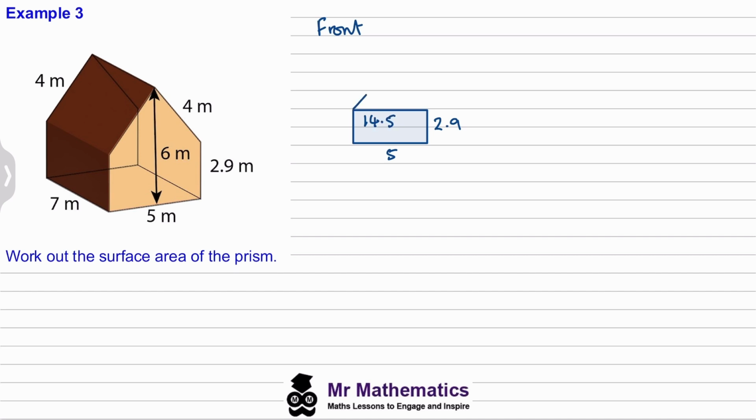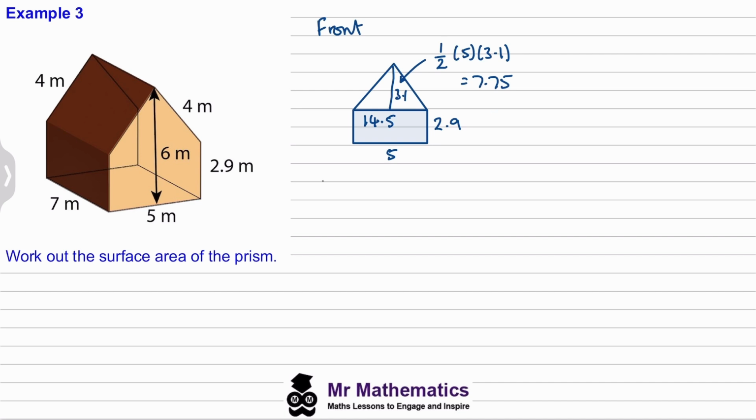And then we'll think about this triangle on top. Well, we know the height from the top to the base is 6 meters, and this is 2.9. So the perpendicular height of our triangle will be the 6, take away the 2.9. This will be 3.1. So the area of this triangle will be 1/2 times the base of 5 multiplied by the perpendicular height of 3.1. And we can work this out and we get 7.75.